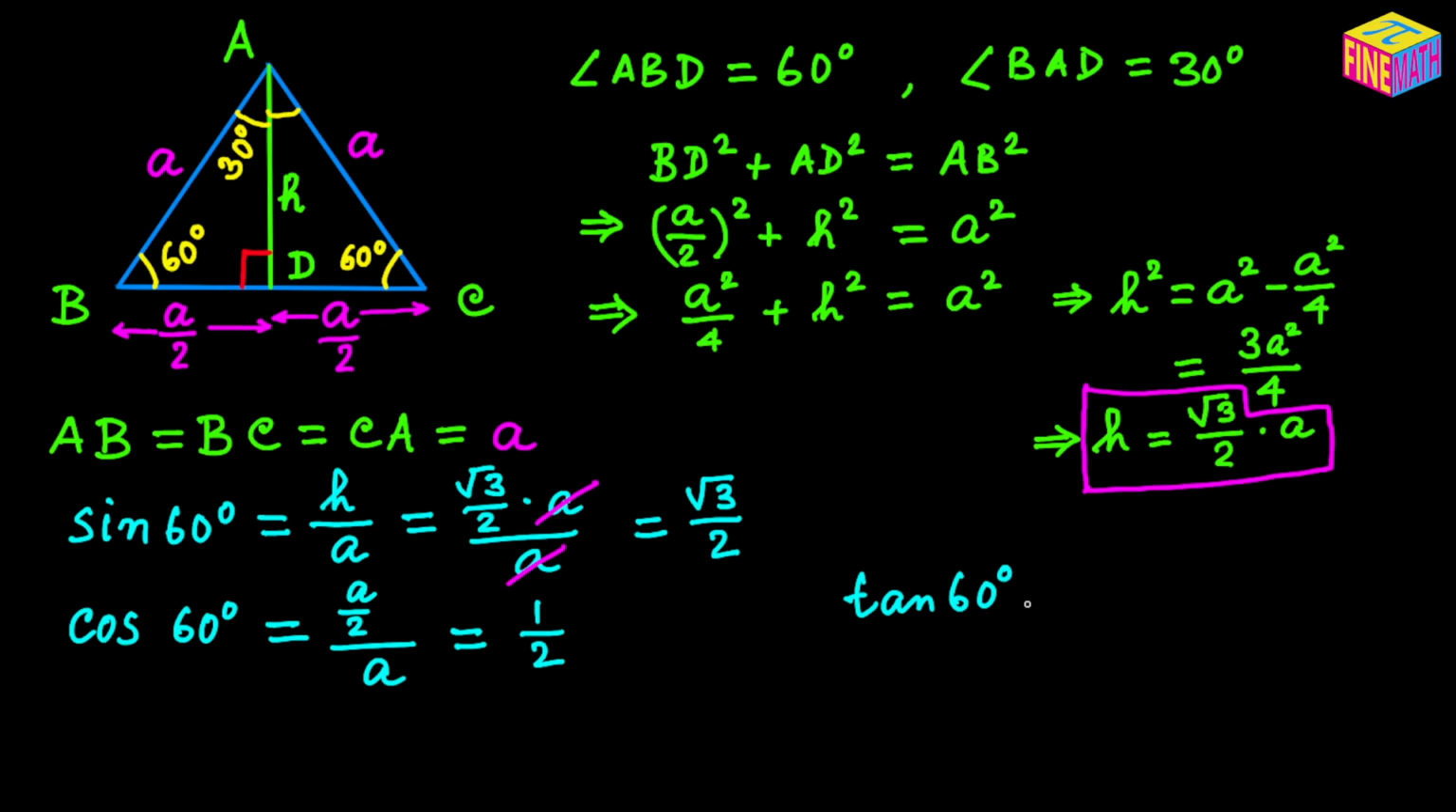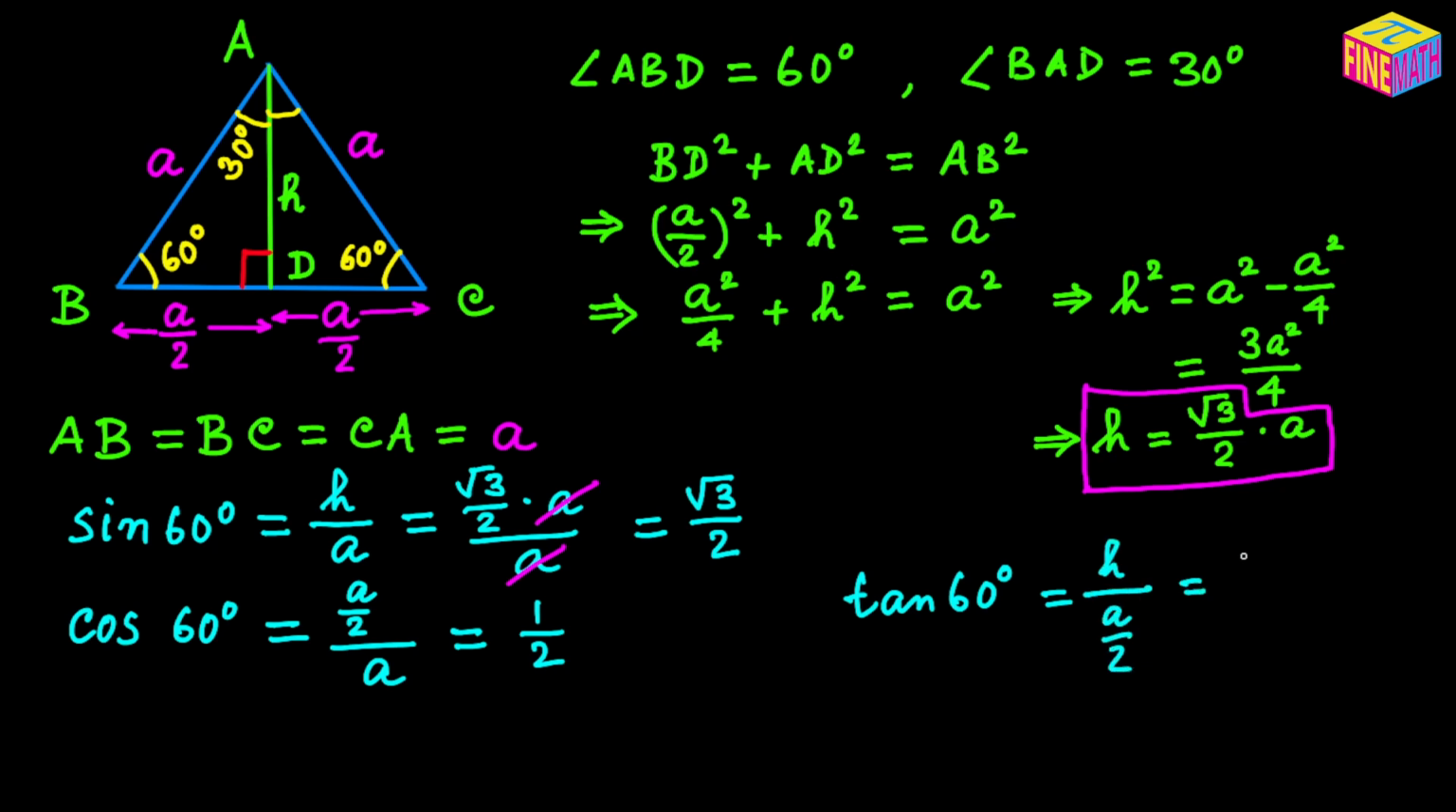That is one of the ways. Or the other way would be, from the triangle also we can find out that tan 60 degree would be opposite side divided by adjacent side. Now opposite side is h, adjacent side is a by 2. So opposite side would be h divided by adjacent side, which is a by 2.